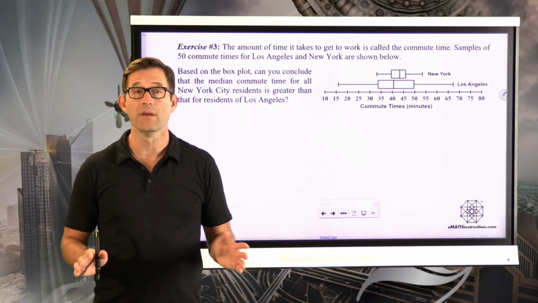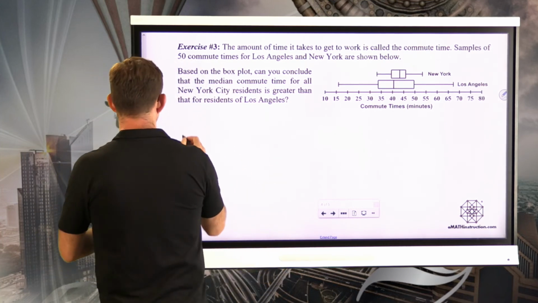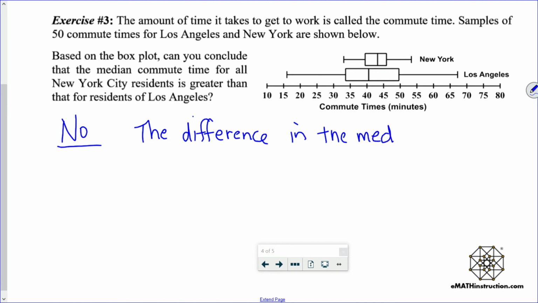And the answer is definitely no. And it's no because, first off, let's just take a look. Let me first write down no. It's hard to tell what the exact difference in the medians is here, but we can estimate it. The difference in the medians is about 3 minutes. 3-minute difference in the medians.